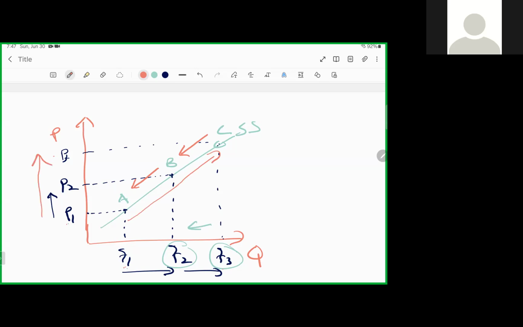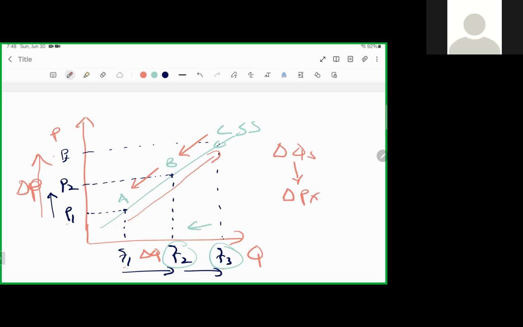So you will notice that the amount of quantities will change because prices are what are changing. So there's going to be a change in quantity supplied, as a result of changes in price.